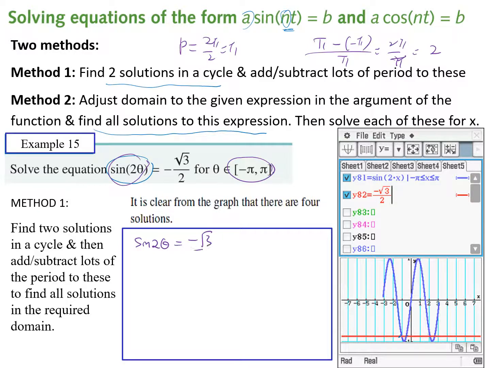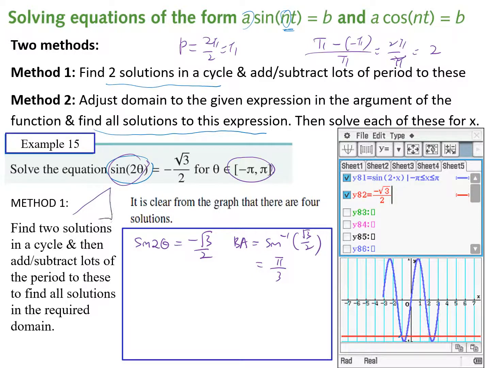Negative root 3 over 2. So look for the base angle, which is inverse sine of root 3 on 2. Okay, so given the ratio, I can actually find the angle. What is inverse sine of root 3 on 2? It is pi over 3.